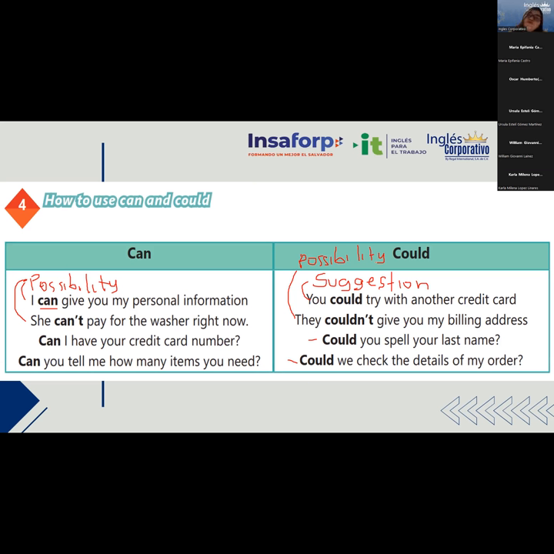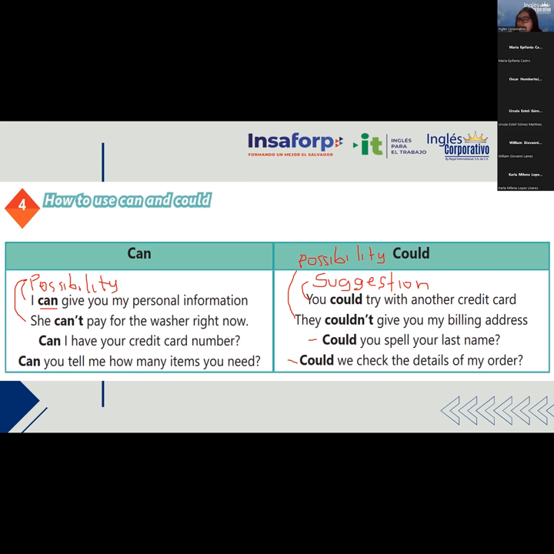Why? Because they don't know it, so that's not possible. They couldn't give you my phone number. They don't know it, so it's not possible, right? Then we're talking about possibility, but negative, so it's not possible. And if we have it at the beginning, you say, could you spell your last name?